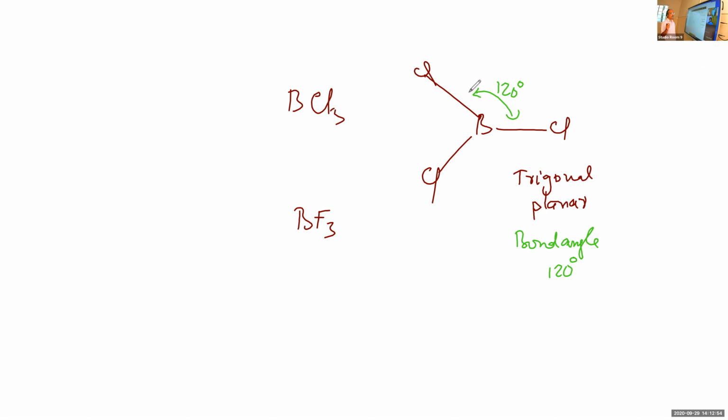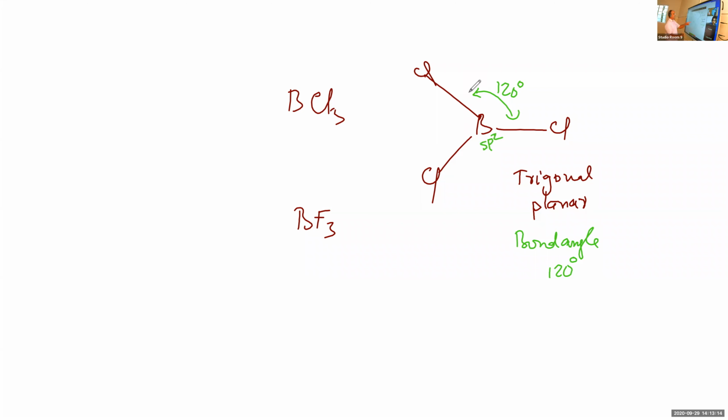BCl3 is trigonal planar with bond angle 120. What is the reason? sp2 hybridization. A bit louder. sp2 hybridization of boron. Boron has sp2 hybridization.